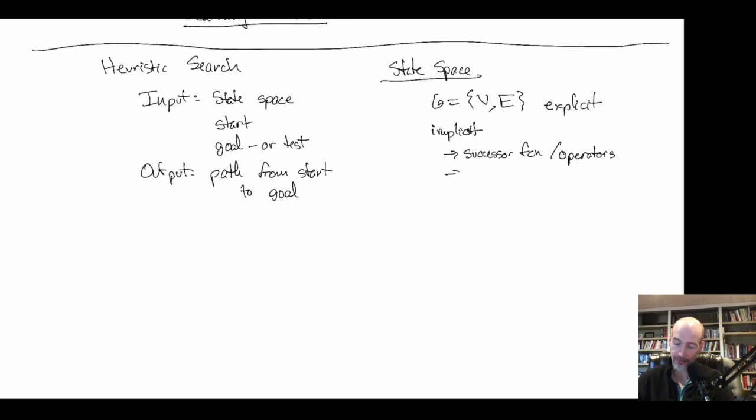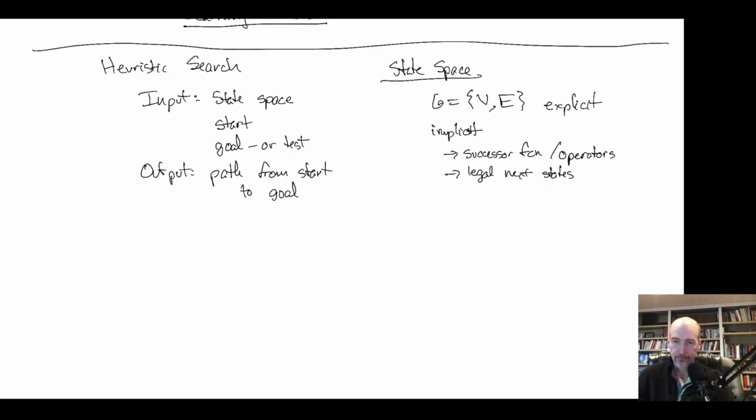The other possibility is I could just have a successor function. It may give me explicitly the neighbors that I can get, or my operators may be things that I apply. So we have to distinguish between those. But all of these would give us legal next states that I can transition to. And so those are both models that we could use of an implicit state space.